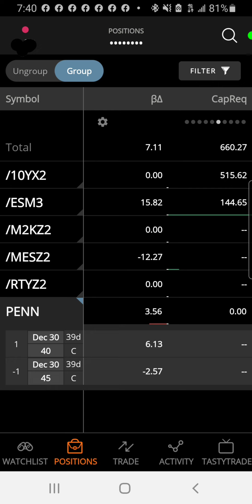The cool thing about Tastyworks is you see that beta symbol, that B and that triangle, that's the beta weighted delta. They do an auto beta weighted delta to the SPY, but I know at least on the desktop, you can beta weight it to any product you want. It makes sense to do it on a product like the SPY, because it's the S&P 500.